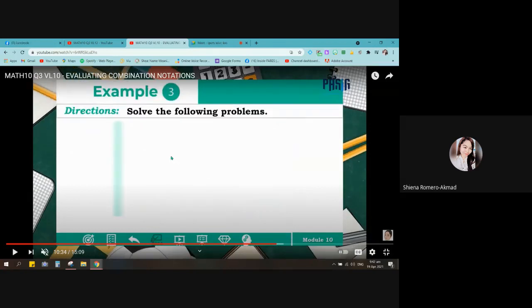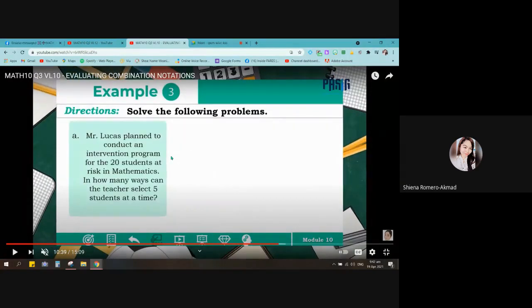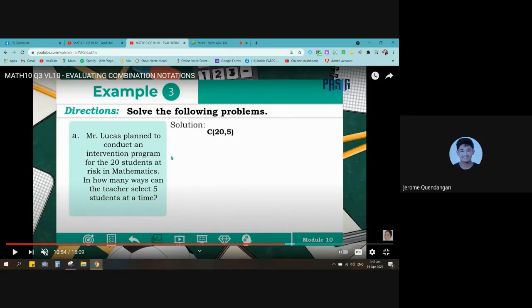Okay. We have example number 3. Mr. Lucas planned to conduct an intervention program for the 20 students at risk in mathematics. In how many ways can the teacher select 5 students at a time? So what will be our N? Our N would be 20. So our R is 5. So we have combination of 20 taken 5 at a time.